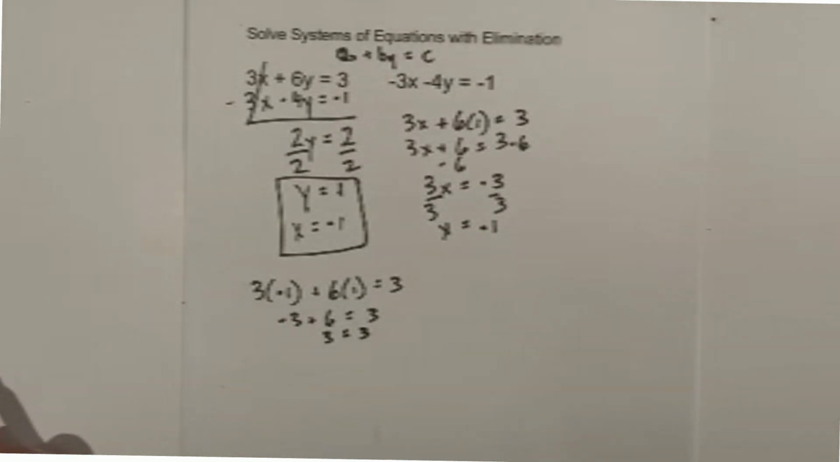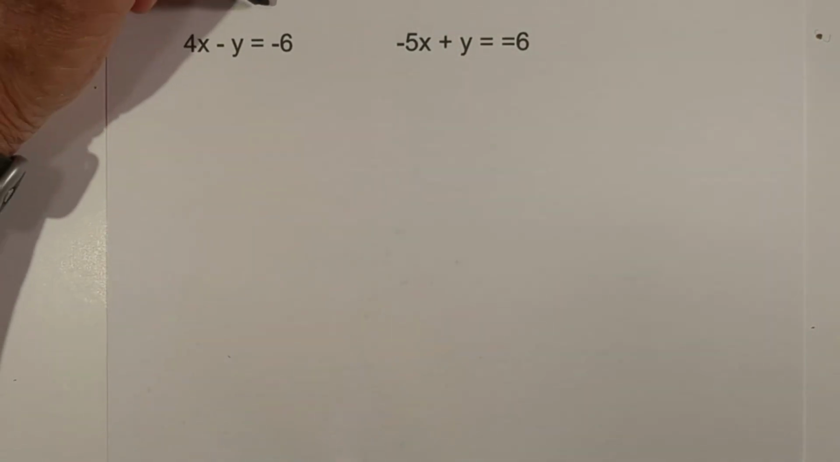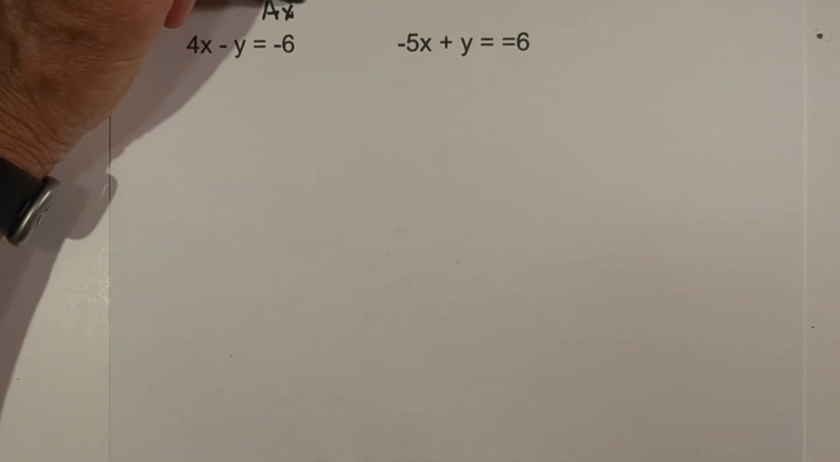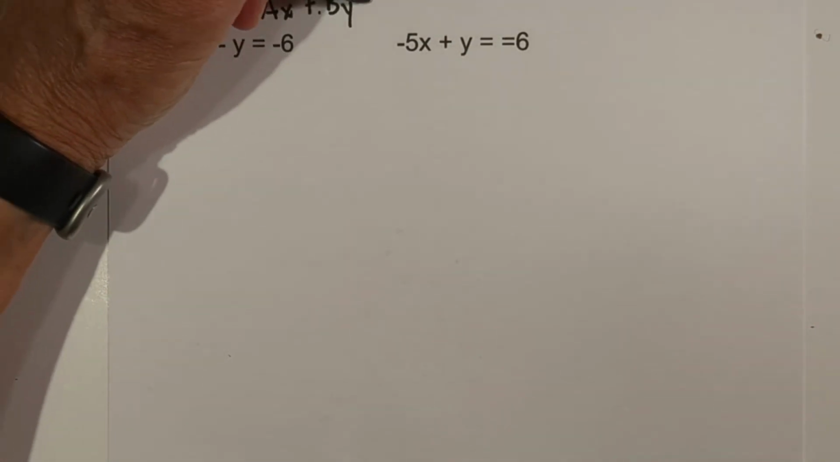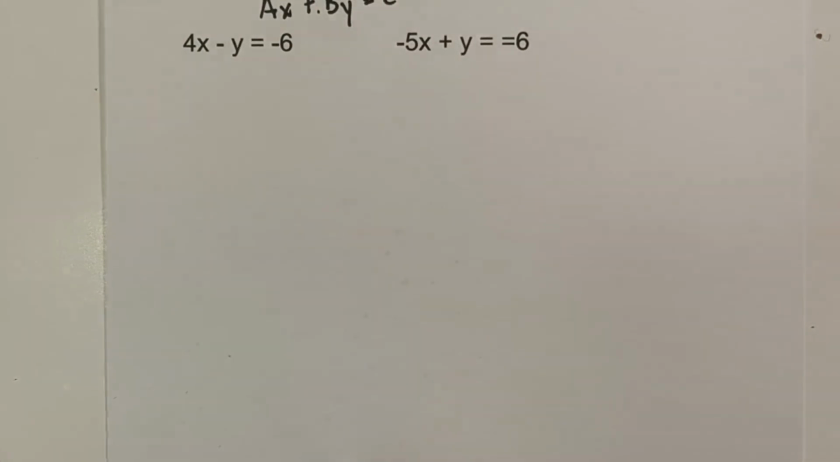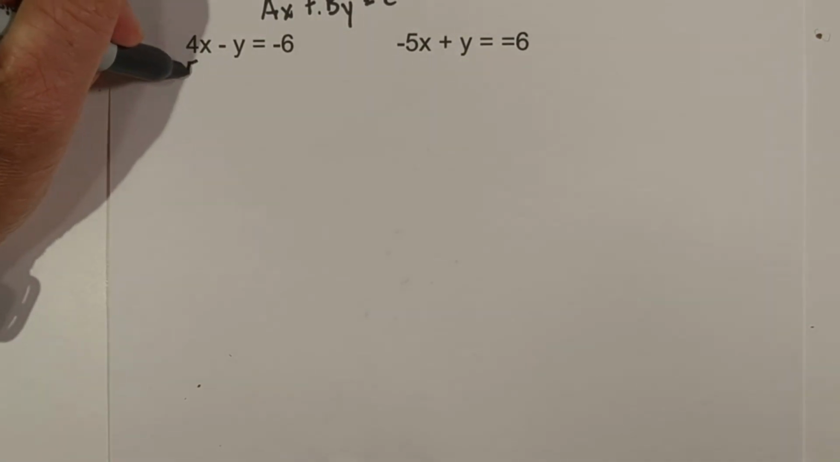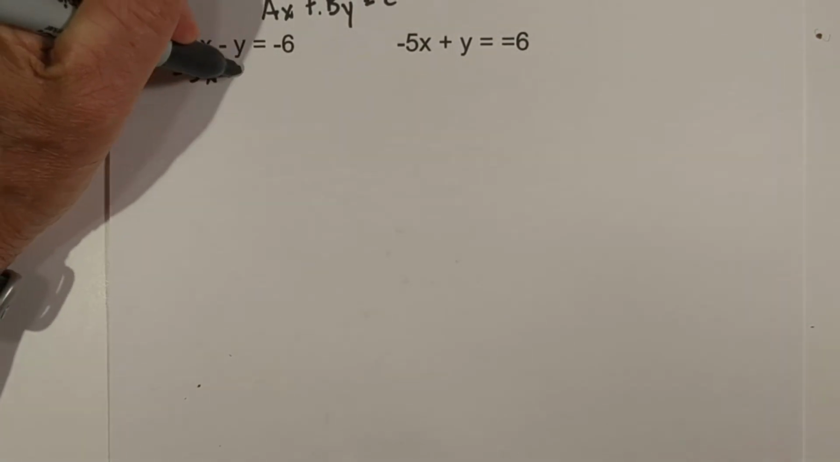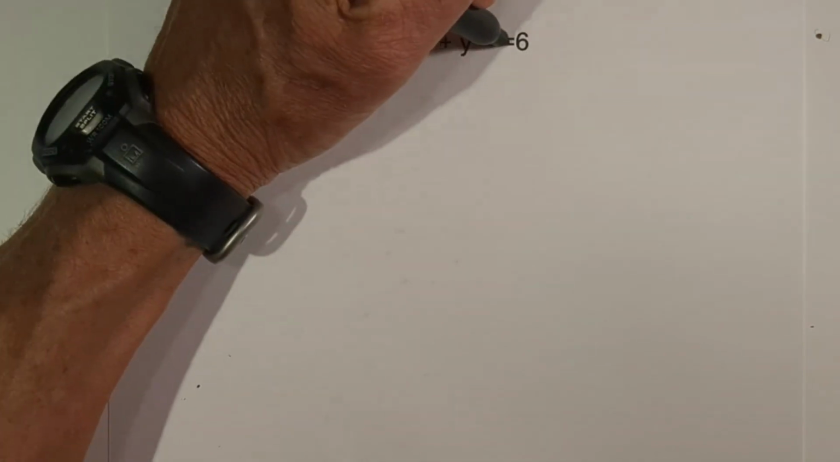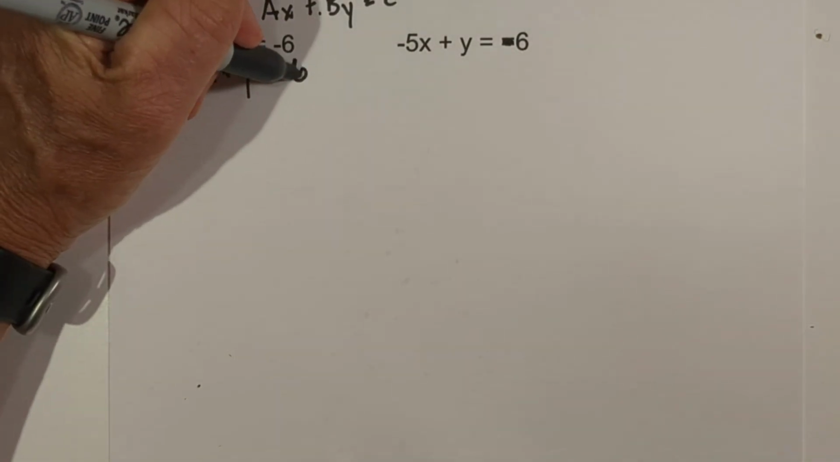Let's work another problem. Okay, let's go ahead and work this next example. Remember, it needs to be in ax plus by equals c. So this is x, y, c, x, y, c, so it's in the correct order. I'm going to move this one underneath: negative 5x plus y equals, this is a negative 6. Sorry about that, negative 6.